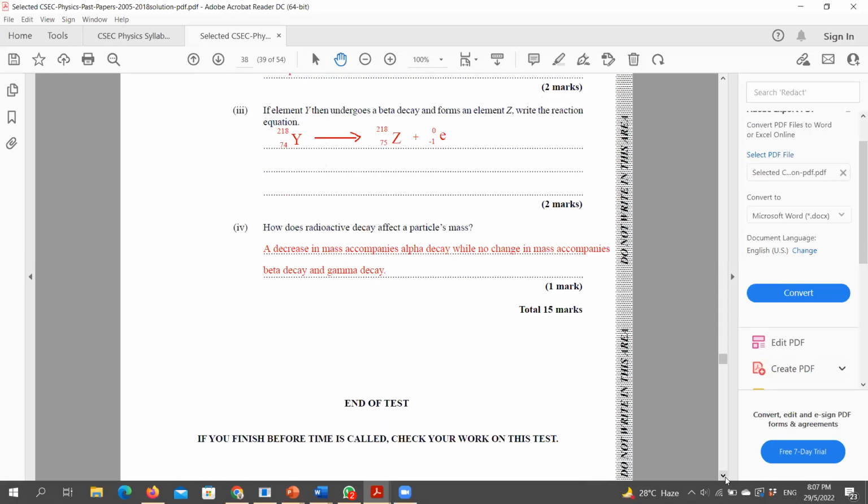All right, next part of the question says, how does radioactive decay affect a particle's mass? Now, the mass of the particle depends on what type of decay occurs. So if there is an alpha decay, then the particle's mass will decrease, while if there is a beta or a gamma decay, there will be no mass change.